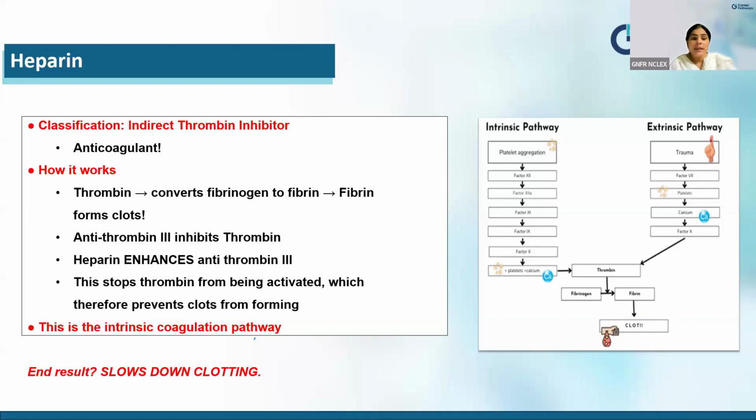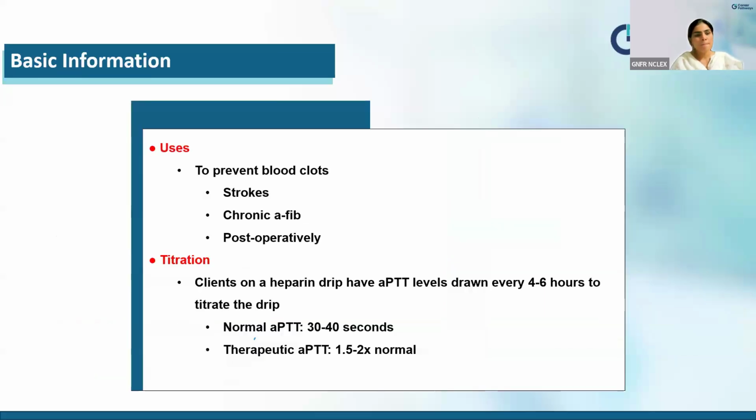If something bleeds inside our body, understand? So heparin always, as mentioned here in the slide, the end result is that it slows down clotting. Heparin, got it? Then the basic information: it is used to prevent blood clots in stroke, in atrial fibrillation, and post-operatively.